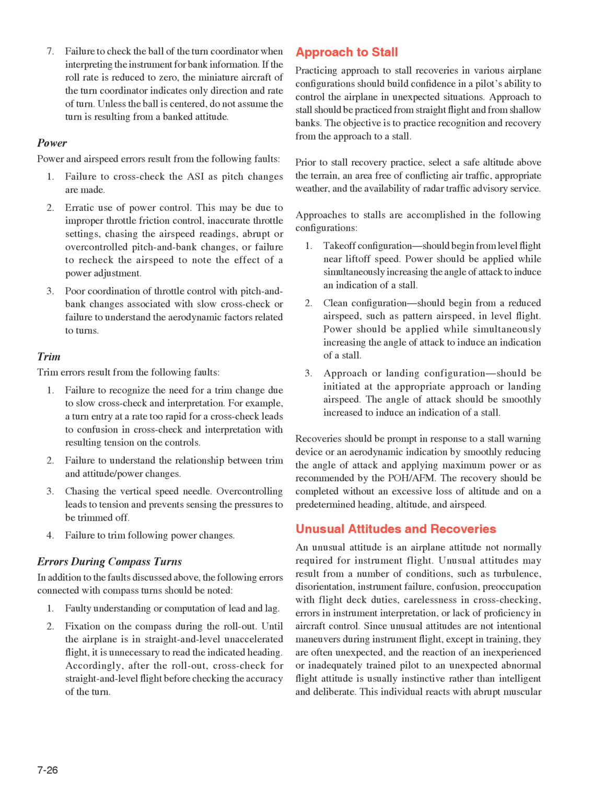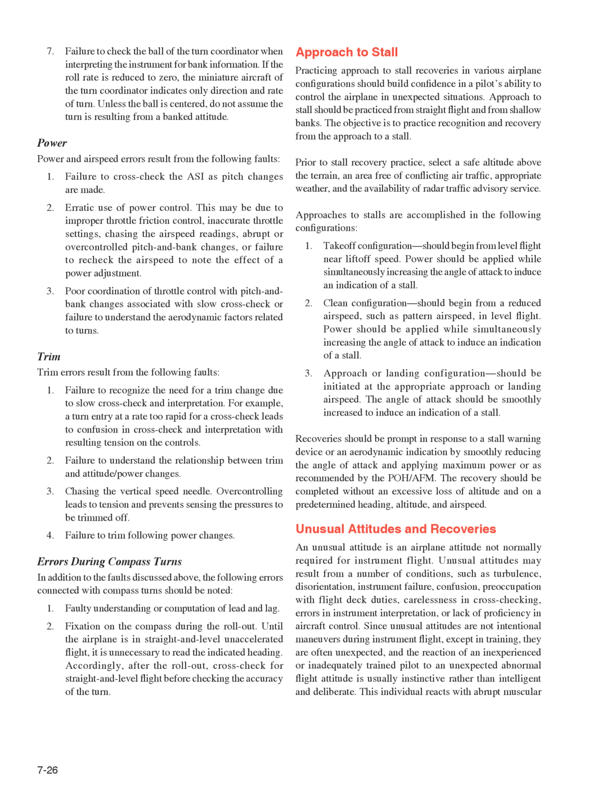1. Failure to recognize the need for a trim change due to slow cross-check and interpretation. For example, a turn entry at a rate too rapid for a cross-check leads to confusion in cross-check and interpretation, with resulting tension on the controls. 2. Failure to understand the relationship between trim and attitude/power changes. 3. Chasing the vertical speed needle. Over-controlling leads to tension and prevents sensing the pressures to be trimmed off. 4. Failure to trim following power changes.